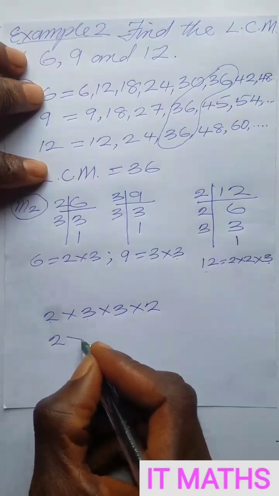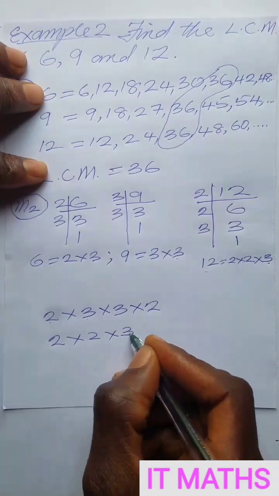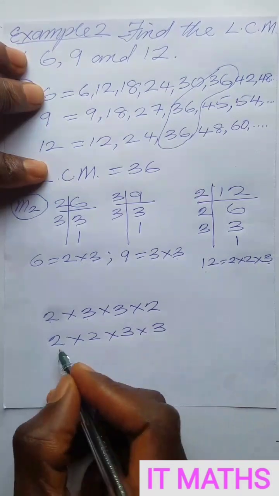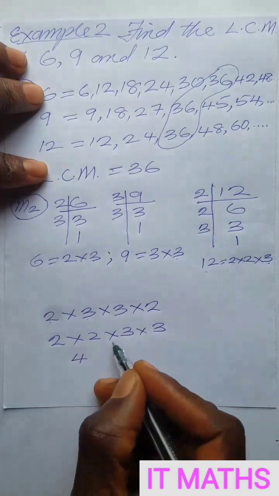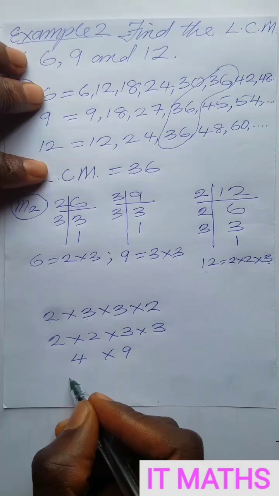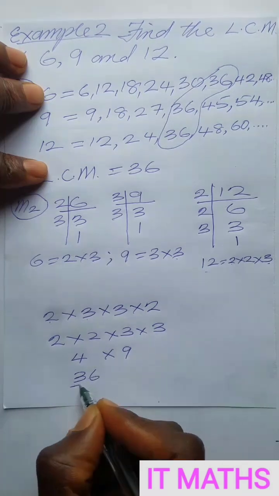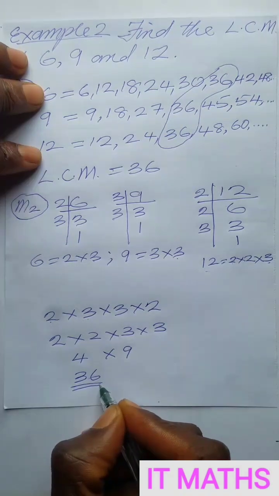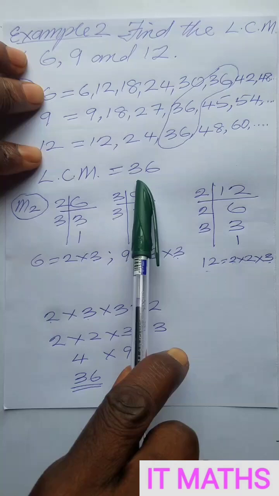Let's rearrange that. 2 times 2 times 3 times 3. So 2 times 2 is what? 4. 3 times 3 is what? 9. 4 times 9 is what? 36. And that is our answer. Look at it. It's the same.